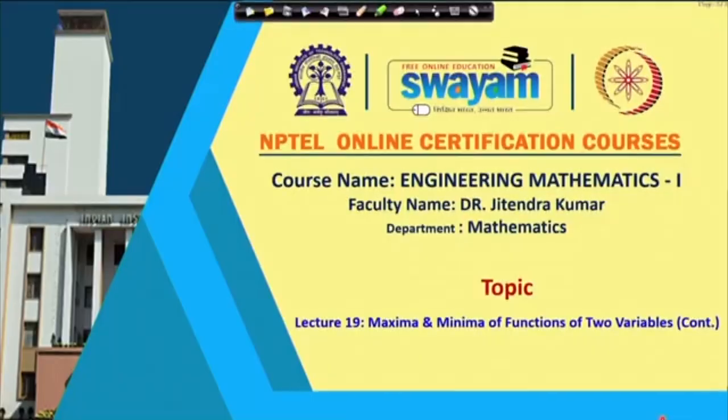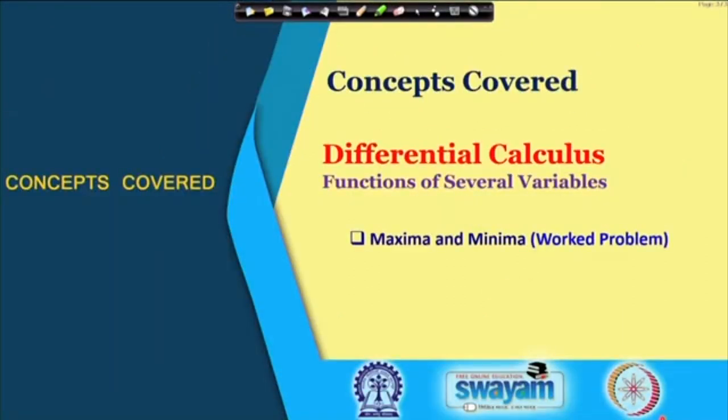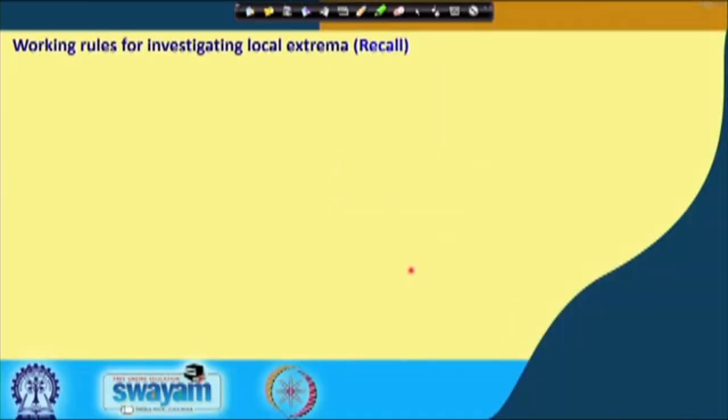Welcome back to the lectures on Engineering Mathematics 1, and this is lecture number 19, and today we will continue our discussion on maxima and minima of functions of two variables. In particular, today we will see some typical problems where we will apply the ideas which were discussed already in previous lectures. Just to recall, in the last lecture we investigated the local extrema, and those were the sufficient conditions and necessary conditions.